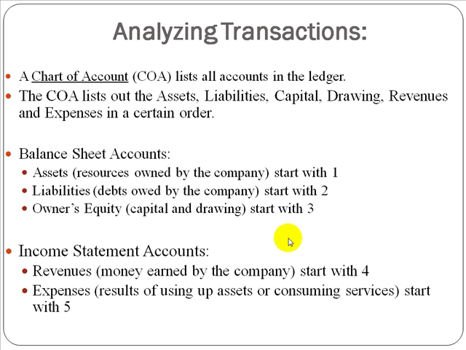Then we list out the income statement accounts. Revenues, this is money earned by the company. They start with a 4. And all expense accounts start with a 5.